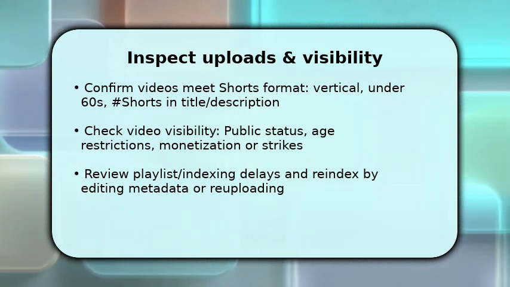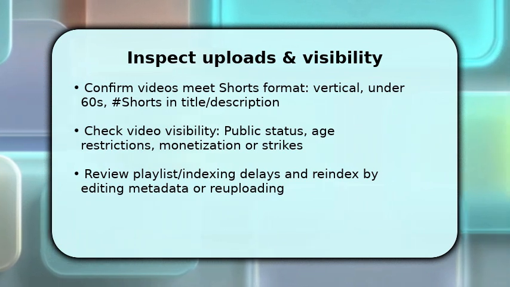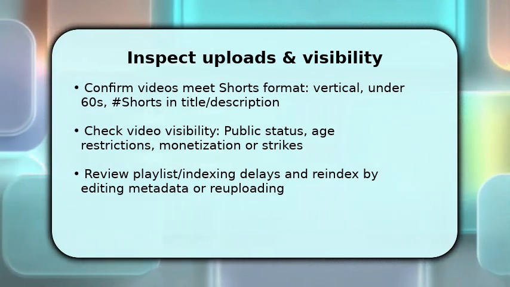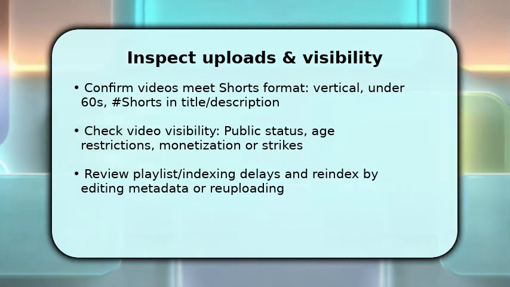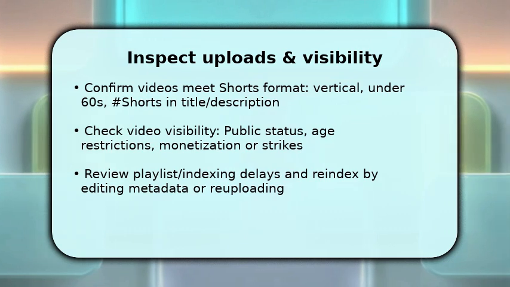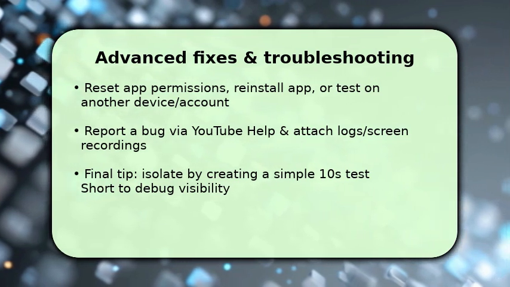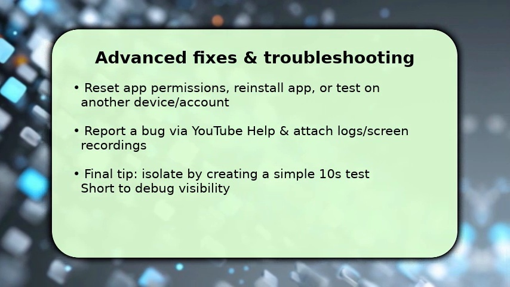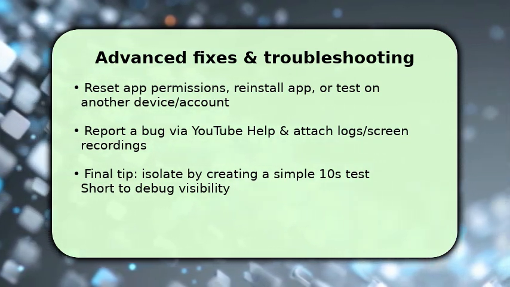While waiting, monitor the YouTube Studio analytics and processing indicators, so you can see whether indexing or policy enforcement is the bottleneck. For final steps, reset app permissions and reinstall YouTube, or sign into a different device or account to isolate account versus device problems. If the problem persists, gather evidence, timestamps, screenshots, and a short screen recording, then report a bug through YouTube Help so support can escalate it.